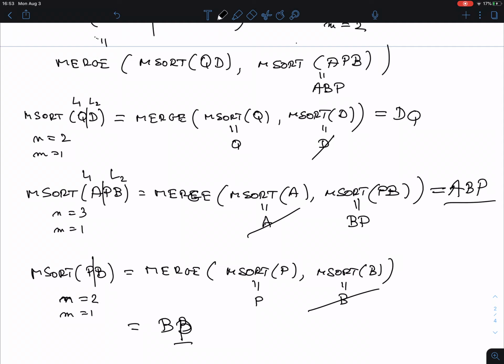And then M sort QD, we had that, and that was DQ, right? So this is DQ. And now we have to merge, which is again, as I said, nothing to do with recursion here. Take the smallest element, A. Now look at the smallest element, that is B. Now look at the smallest element, that is D. Now look at the smallest element, that's P. And now we have an empty list, so put whatever is there. And there we are, A, B, D, P, Q.